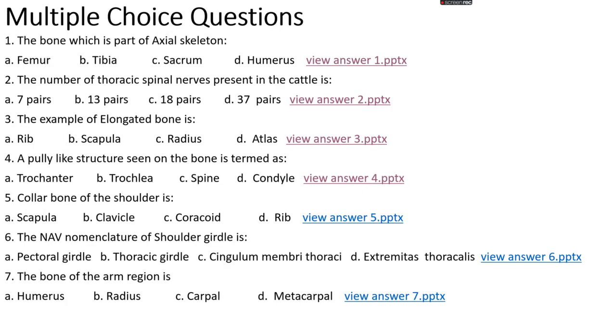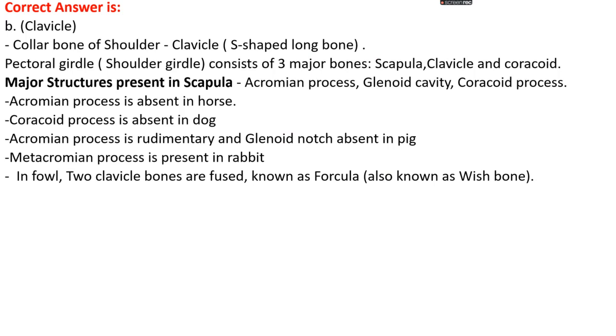Okay. Question number 5. Collar bone of the shoulder is option A scapula, option B clavicle, option C coracoid, option D ribs. The right answer is option B, that is clavicle. Clavicle is known as the collar bone, and clavicle is actually an S-shaped long bone. And the pectoral girdle or shoulder girdle consists of 3 types of bone: scapula, clavicle, and coracoid.